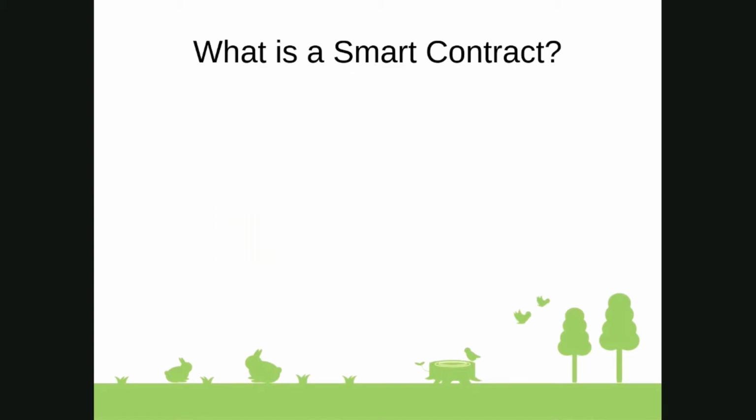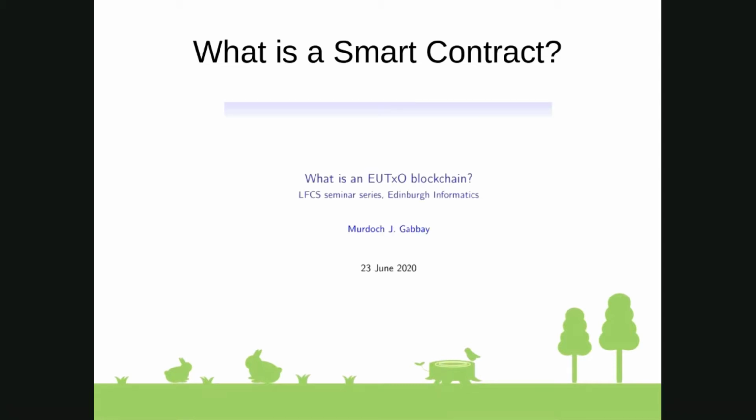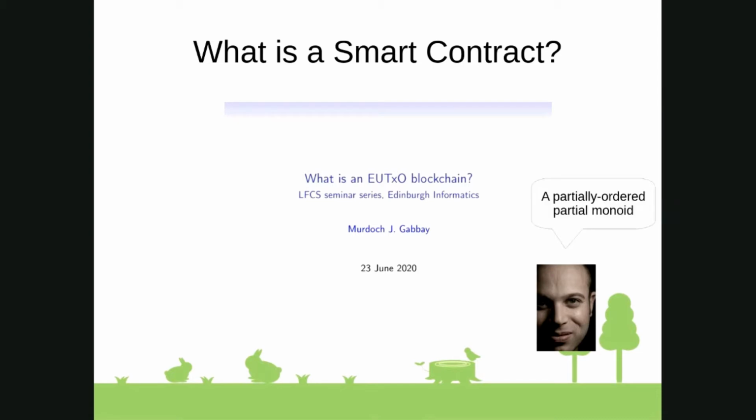Okay, what is a smart contract? To answer that, we can go back a few days to our external guest lecture by Jamie, who already answered what a blockchain is. His answer was basically the one thing that he wanted us to remember from his talk: it's a partially ordered partial monoid. And I think that's actually a pretty nice answer.